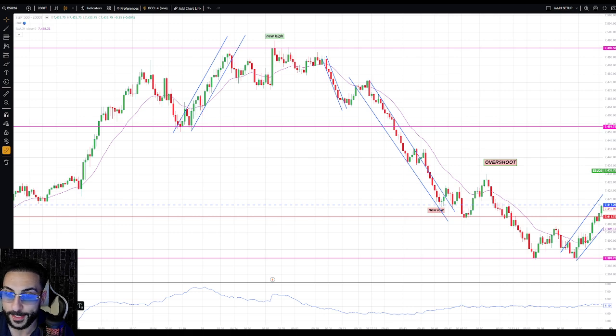We are currently looking at ES and the time frame we are looking at is the 2000 tick chart. Now the only other supportive indicator I use is the 21 EMA, which is this purple line. And other than that, I solely rely on price action and trend lines to look for high probability setups.